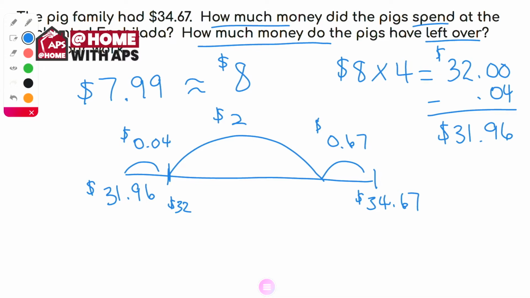All right, so how would I figure out, I'm going to leave that part with you. How would I figure out how much money they would have left, right? I could just add those pieces together to help me figure that out. My $2, my 67 cents, and my 4 cents would be that $2.71.